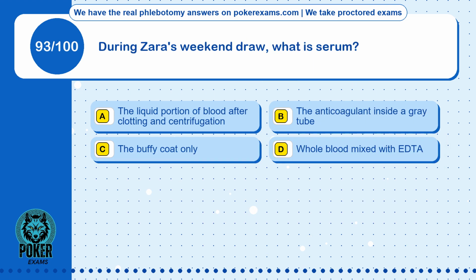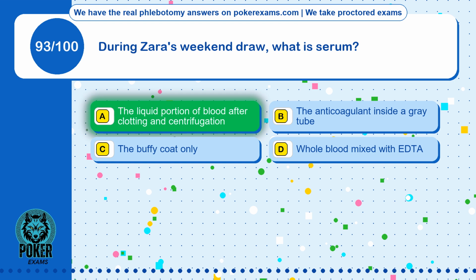Question 93. During Zara's weekend draw, what is serum? Option A. The liquid portion of blood after clotting and centrifugation. Option B. The anticoagulant inside a gray tube. Option C. The buffy coat only. Option D, whole blood mixed with EDTA.